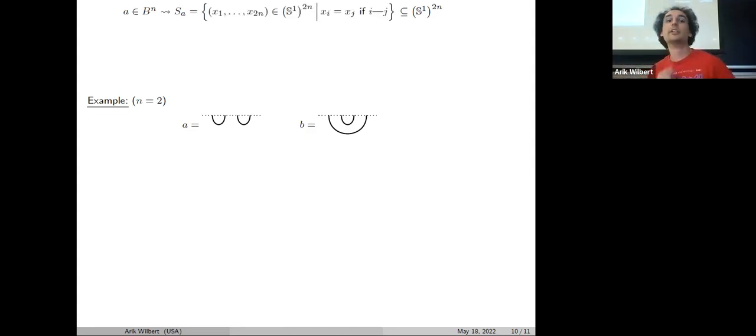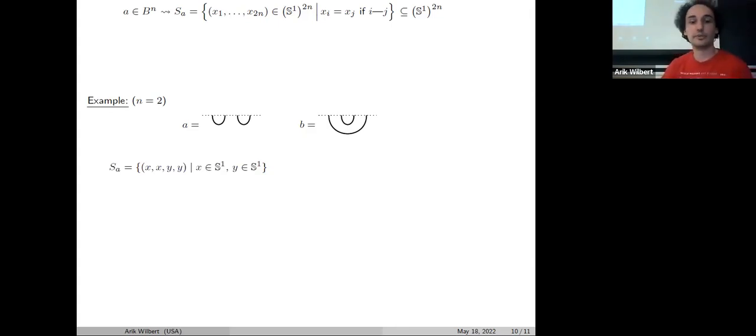And what is it? Well, here's the manifold. You look at all points in S1 to the power 2n. So I have 2n spheres, and then I identify coordinates according to my arcs. If there's a cup connecting the first and the second vertex in my picture, then I identify the first two coordinates in this construction of the manifold S sub A.